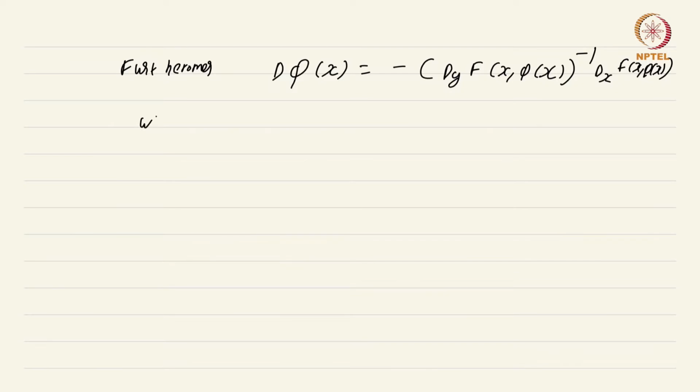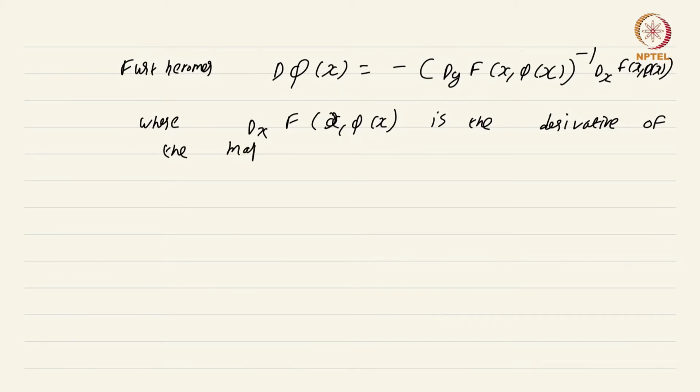So where dx f of x comma phi of x is the derivative of the map x maps to f of x comma phi of x.